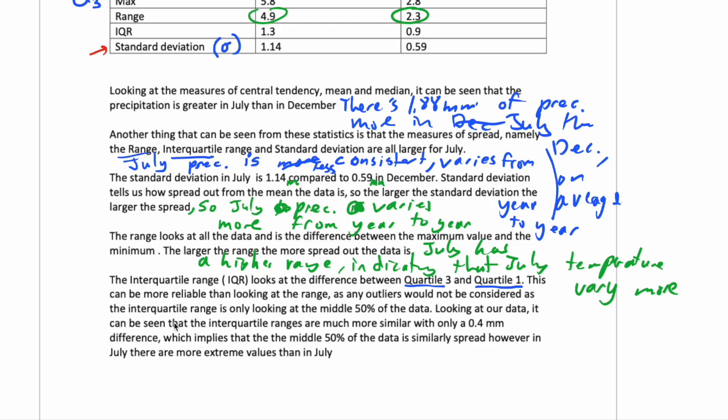Looking at our data, it can be seen that the interquartile range are much lower, much more similar, with only 0.4 millimeters difference, which implies the middle 50% of the data is similarly spread. However, July, there are more extreme values than in December, obviously. Okay, so this is a very good paragraph, actually.